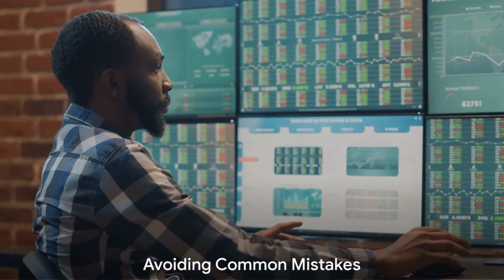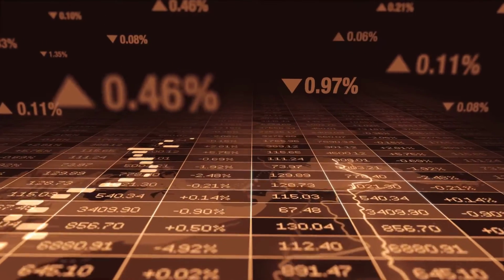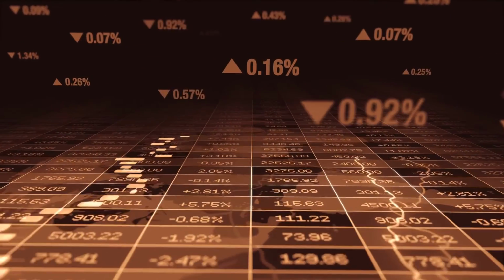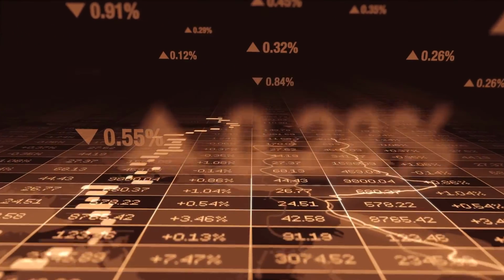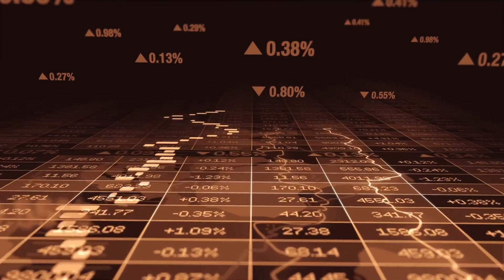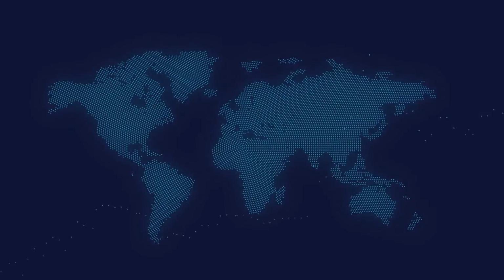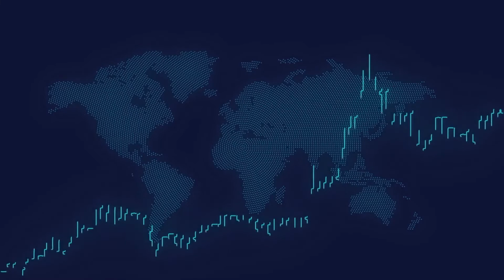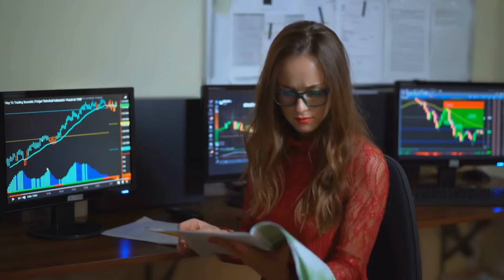So, how do you avoid these mistakes? Firstly, use wedge patterns in conjunction with other technical analysis tools for confirmation. Secondly, ensure you've correctly identified the pattern. If you're unsure, seek a second opinion or more education. Patience is key. Wait for the breakout before entering a trade. Set realistic profit targets and always place a stop loss.